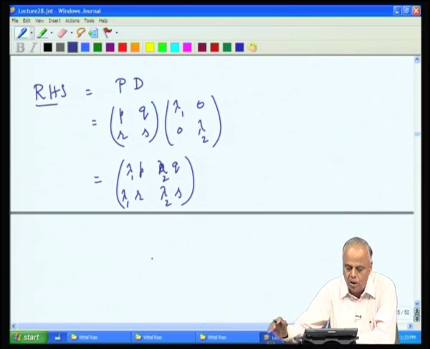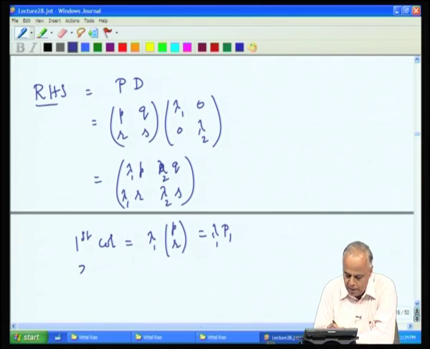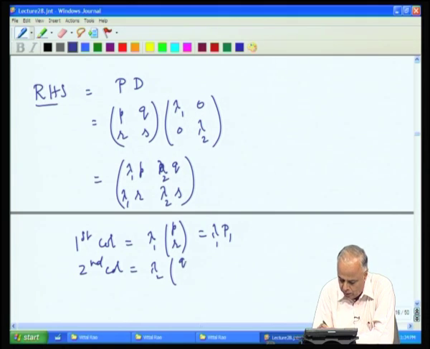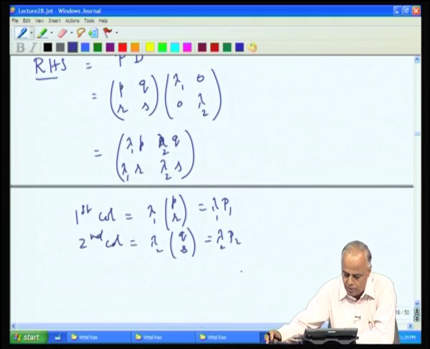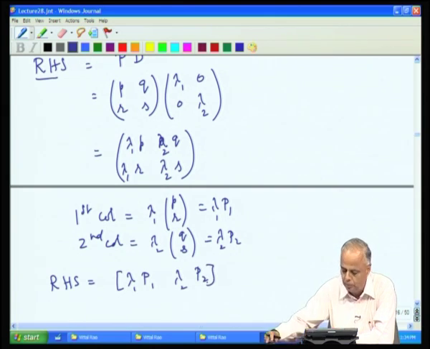Now, what is the first column of this? The first column is lambda 1 into P R, which is just lambda 1 P1. Second column is lambda 2 into Q S, which is just lambda 2 into P2. So, therefore, RHS is nothing but the matrix lambda 1 P1, lambda 2 P2.